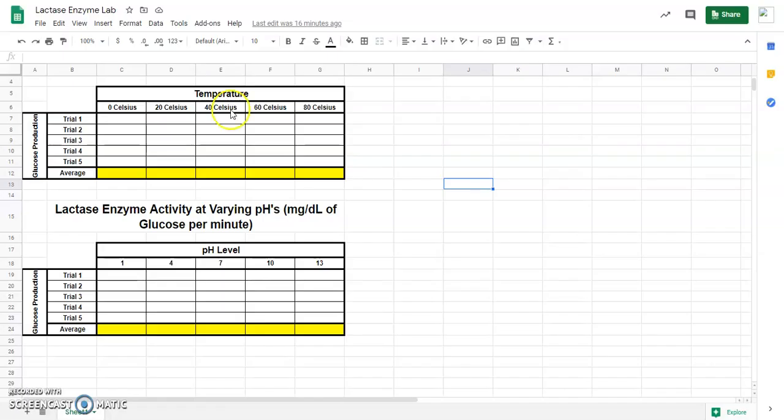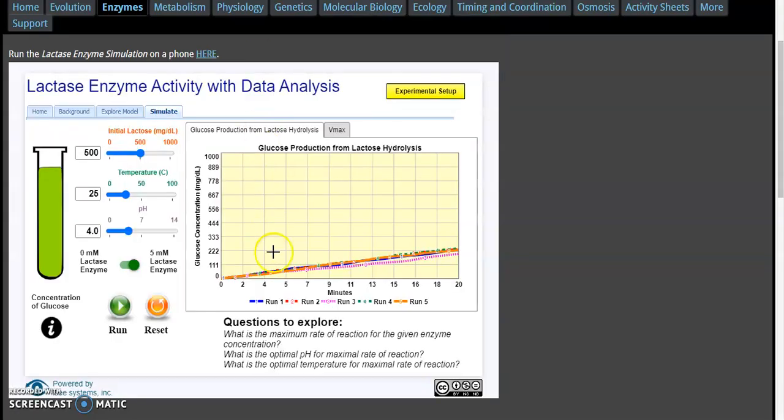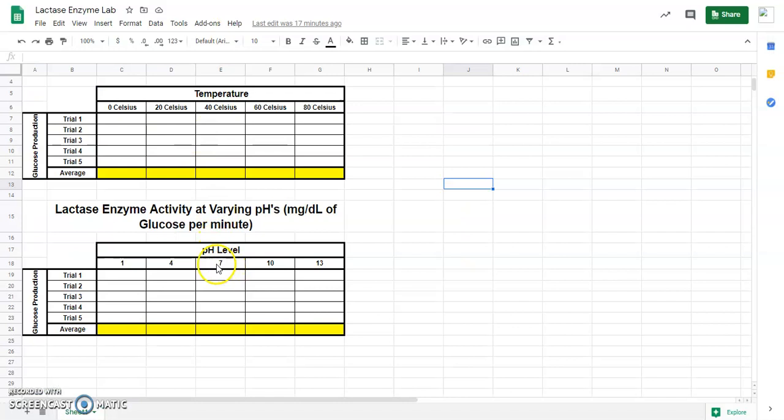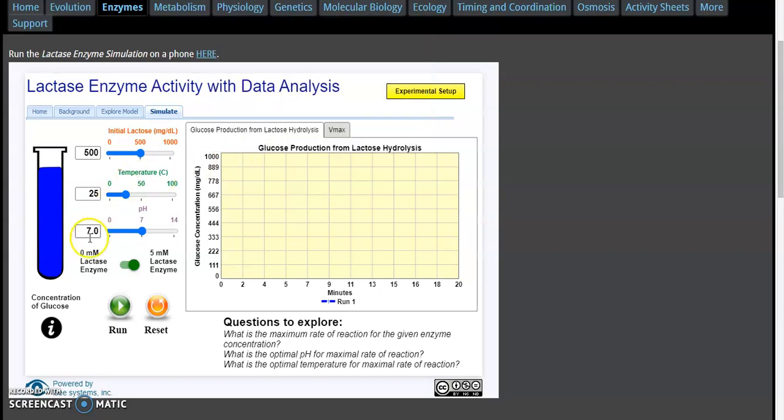So you're going to put those numbers in here for trials 1 through 5, the numbers I just showed you, and then you're going to average that out. Now the next one we have to do is a pH of 7. So we did 1 and 4. Now we're going to change the pH to 7 and do it again. So the pH is already at 7. Run 1, or trial 1. It says run here, but I like to use the word trial.